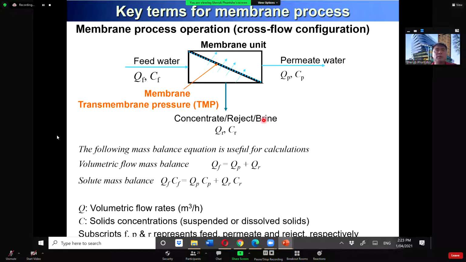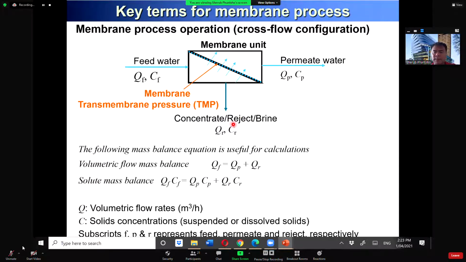You also have the concentrate, which is also called the reject. Depending on the case, for example if it is seawater, half of the seawater is treated and becomes fresh water, and the other half becomes concentrate, because all the salts are rejected and it becomes more concentrated.